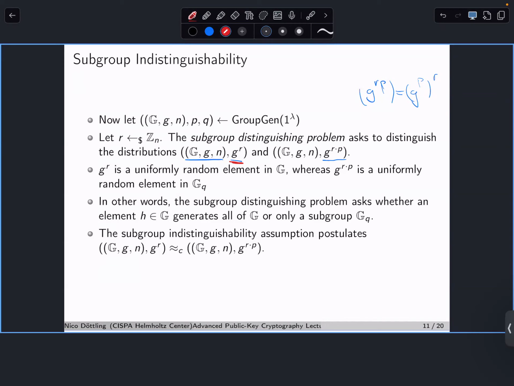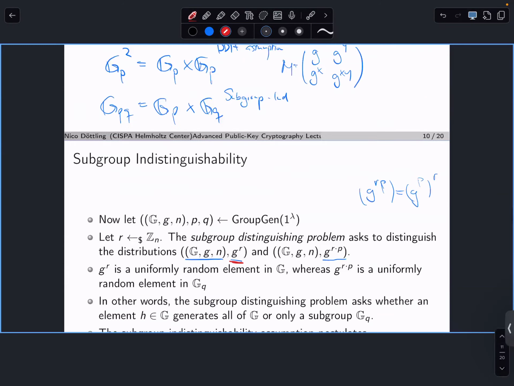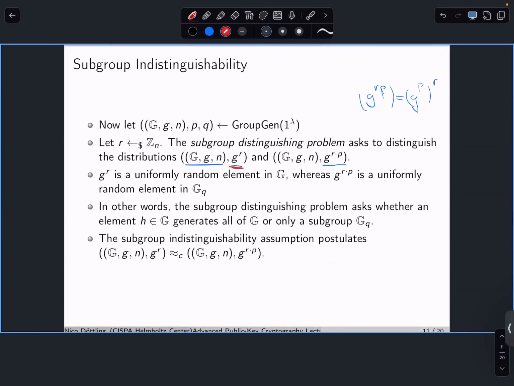two distributions. So even in bilinear groups, there are bilinear groups of composite order n where we believe this problem is hard. Okay, are there any immediate questions concerning this?